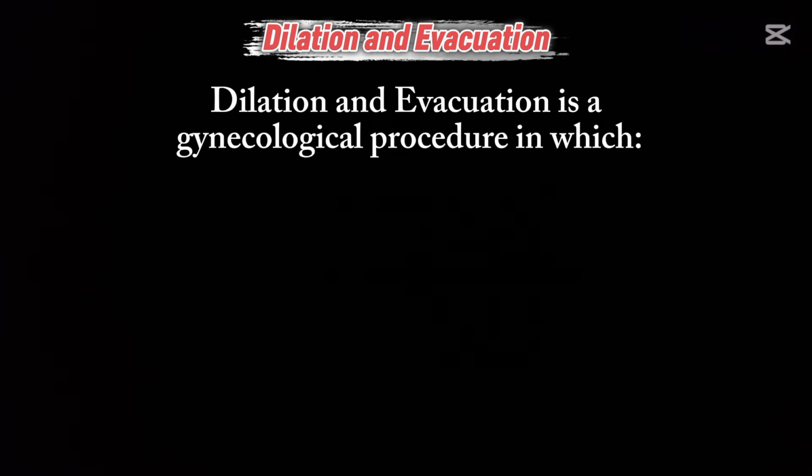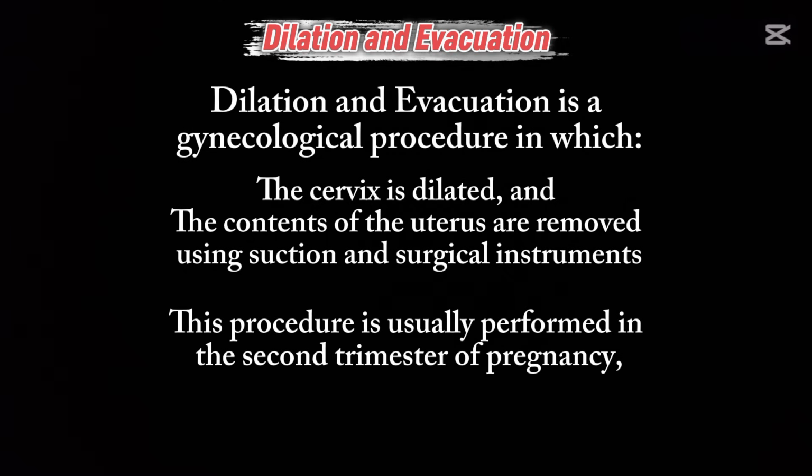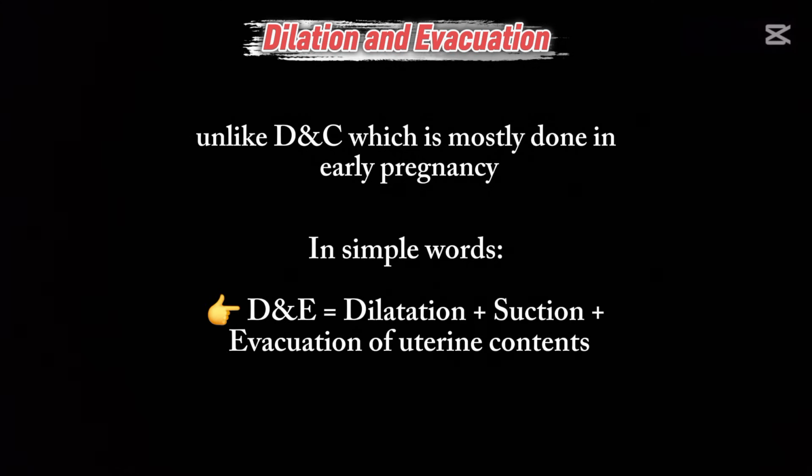It is a gynecological procedure in which the cervix is dilated and the contents of the uterus are removed using suction and surgical instruments. This procedure is usually performed in the second trimester of pregnancy, unlike D and C, which is mostly done in early pregnancy. In simple words, D and E is the dilation of cervix, suctioning of uterine contents, and evacuation.